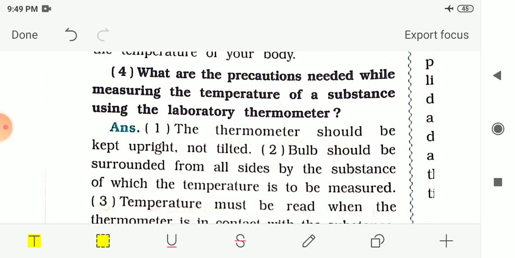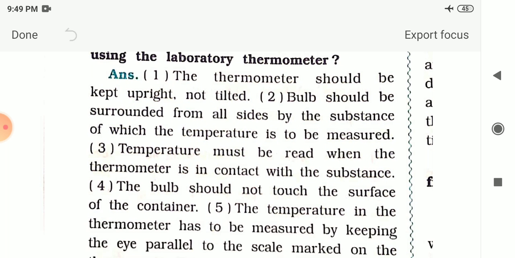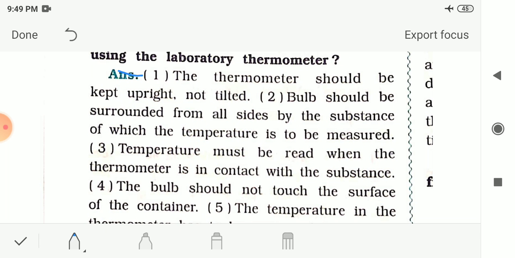Next, fourth question: what are the precautions needed while measuring the temperature of a substance using a laboratory thermometer? Earlier we had seen precautions for the clinical thermometer. Now what are the precautions for the laboratory thermometer? The first one is, the thermometer should be kept upright, not tilted. You have to keep the thermometer upright, that means straight. It should not be tilted or bent.